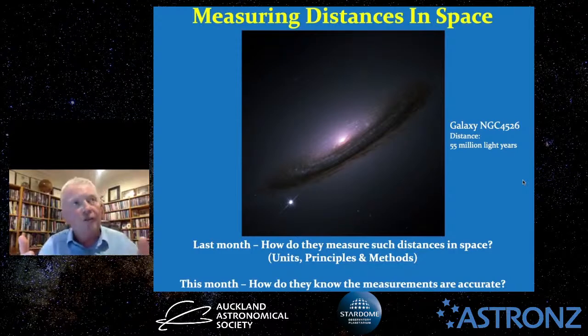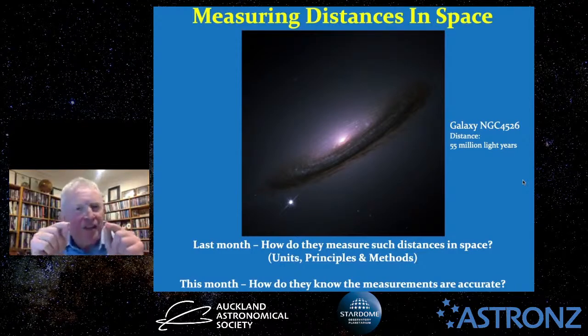We talked about the concept of light years, a light year being the distance that light travels in a year, which is 10 million million kilometres. We introduced the concept of a parsec, which is 3.26 light years. And then we discussed various principles and methods that astronomers use to measure these sort of distances.